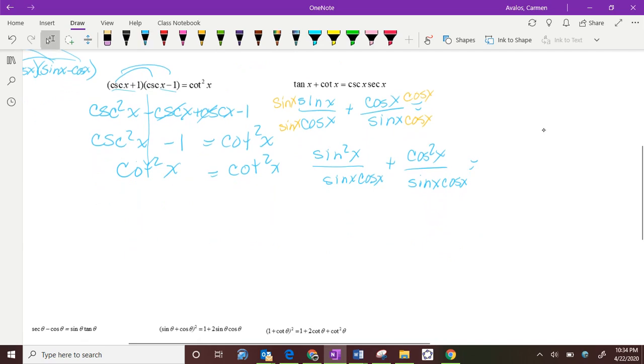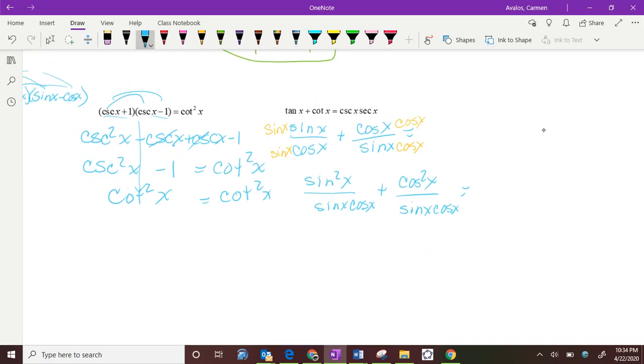And notice how they have a common denominator there. And so the common denominator, that means that I could write it as one fraction. And so we have sine squared of x plus cosine squared of x. And notice how I have a plus there. That plus is important, not a minus, because that is the Pythagorean theorem. Leg squared plus leg squared equals hypotenuse squared. So that means that the hypotenuse is 1. So it's going to be 1 over sine of x cosine of x.